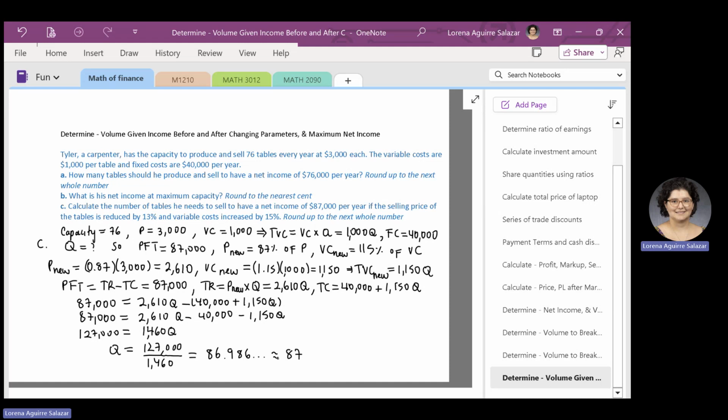Right, that's it for this problem. We used the formula profit equals total revenue minus total costs multiple times.